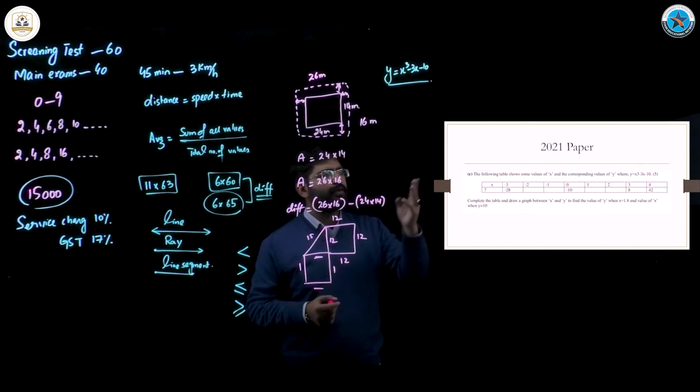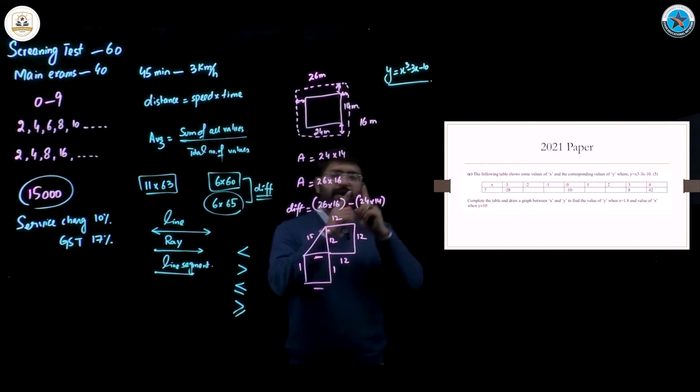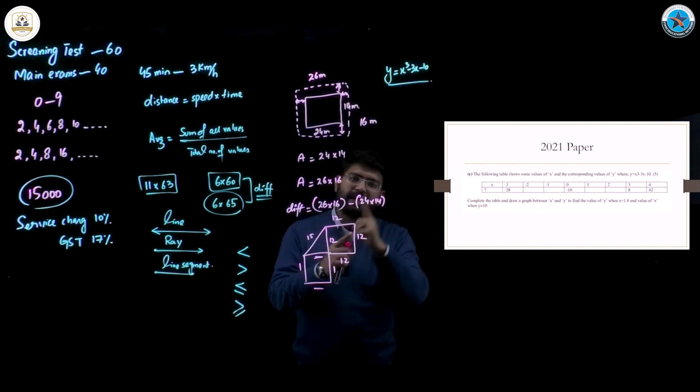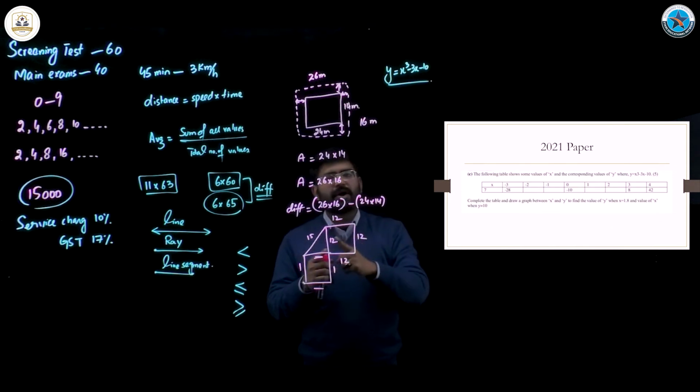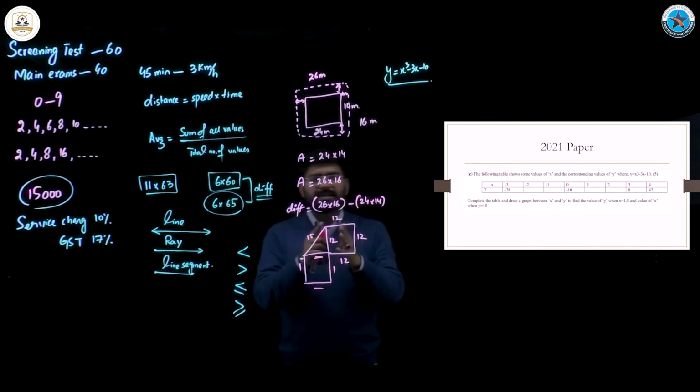For example, we are given x is equal to minus 3, x is equal to minus 2, x is equal to minus 1. So for every value of x, we will have a value of y. y is called the dependent variable that depends on the value of x. So these are the short tricks.